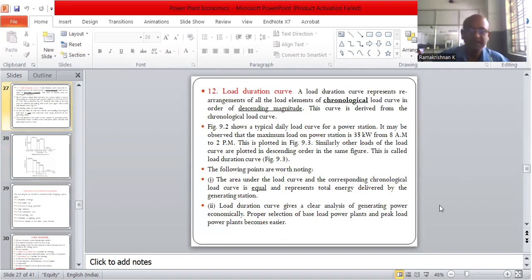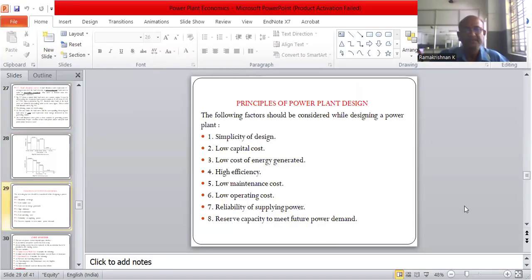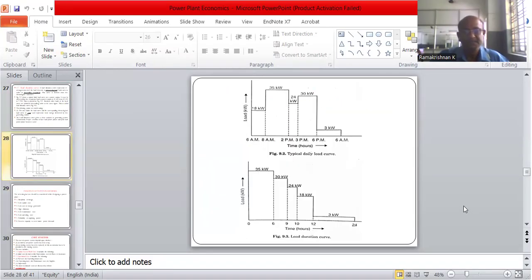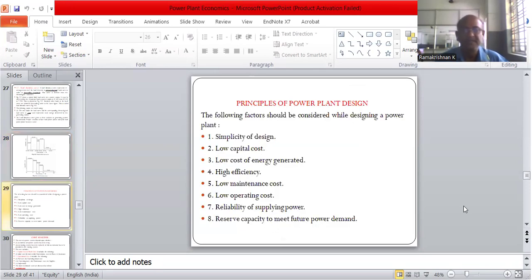What information can be inferred from the load duration curve? The area under both curves, the load curve and the load duration curve, is similar and equal, and it gives us a clear picture for the analysis of generating power economically. These are the terms involved in power plant economics.